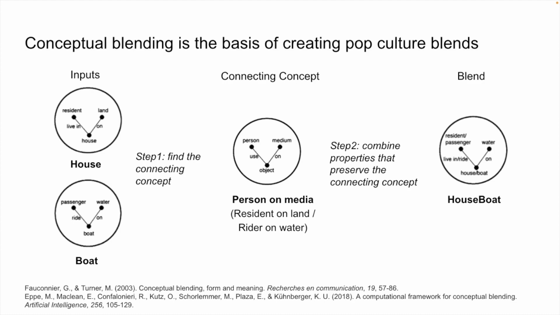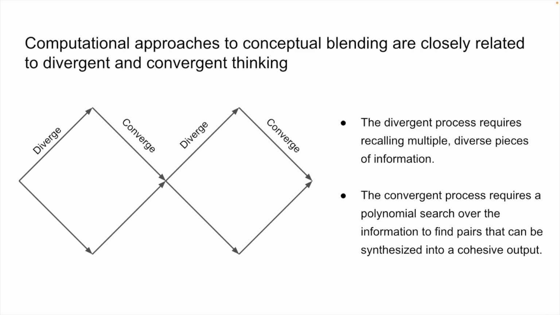To create a blend connecting two inputs, you first have to find the connecting concepts, then combine elements from every input that preserve the connecting concept. But doing this is not easy. Typical computational approaches to conceptual blending are to expand one or more of the inputs, then search over the expansion to find connections. This is closely related to divergent and convergent thinking.